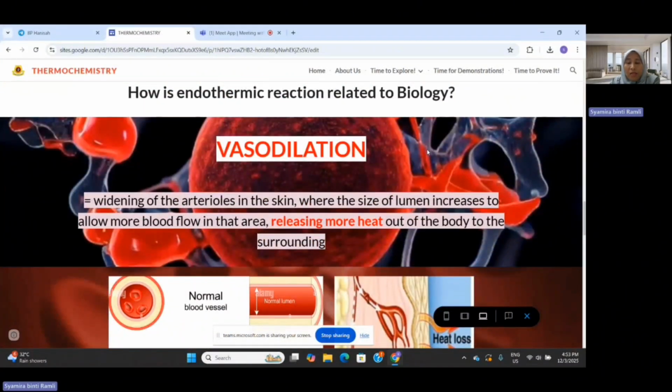As we can see, the most similar concept is vasodilation, where widening of the arteries causes the size of the lumen to increase, where it releases more heat out of the body. So when it releases more heat, then more blood flow will be allowed in that area.